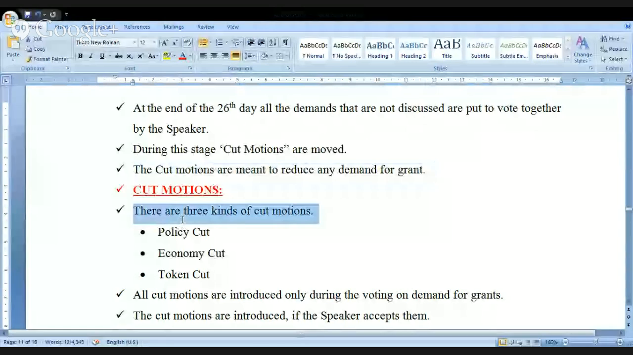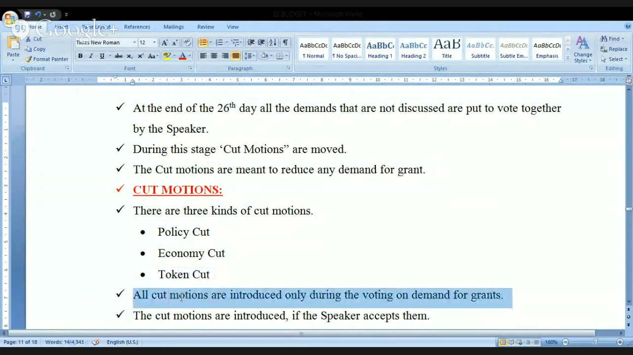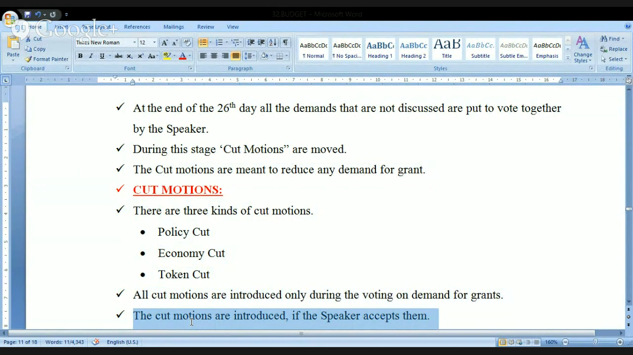And what is the meaning of each cut motion? Let's try to understand now. One after the other, we'll have a discussion. Look at this. So there are 3 kinds of cut motions. First one is the policy cut, second one is the economy cut, and third one is the token cut. All cut motions are introduced only during the voting on demand for grants. The cut motions are introduced if the speaker accepts them.